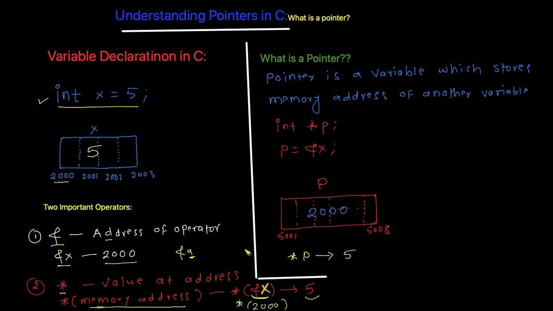So these are the two important operators. The first is called address of, which returns the address of the variable. The star is called the dereference operator. It will return us the value at that memory address, right? You write star followed by the memory address. The memory address we gave here is the memory address of x, that is 2000. So star 2000 will give me the value at this memory address.